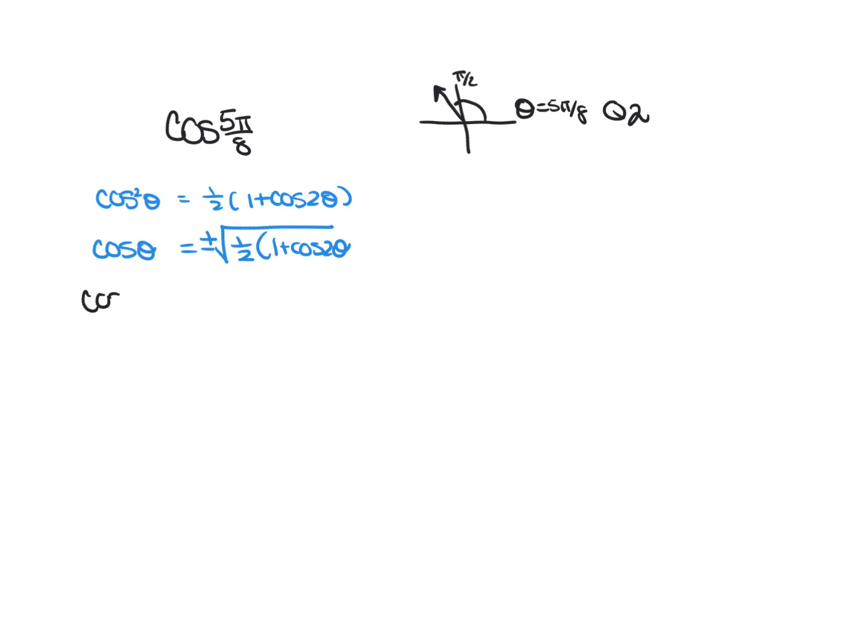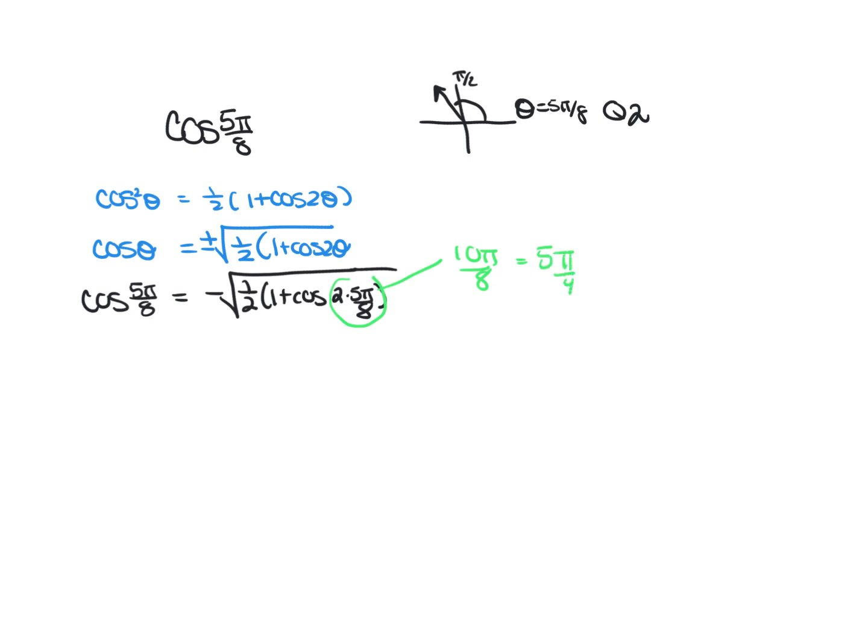So if I do cosine of 5 pi over 8, that's in the second quadrant, cosine is negative in the second quadrant, so your root needs the negative version in the front. 1 plus cosine of 2 times 5 pi over 8. We'll take care of this for a second. 2 times 5 pi over 8 is 10 pi over 8, which when you reduce is 5 pi over 4. So I have equals negative root of 1/2 times 1 plus cosine of 5 pi over 4, which is negative root 2 over 2.